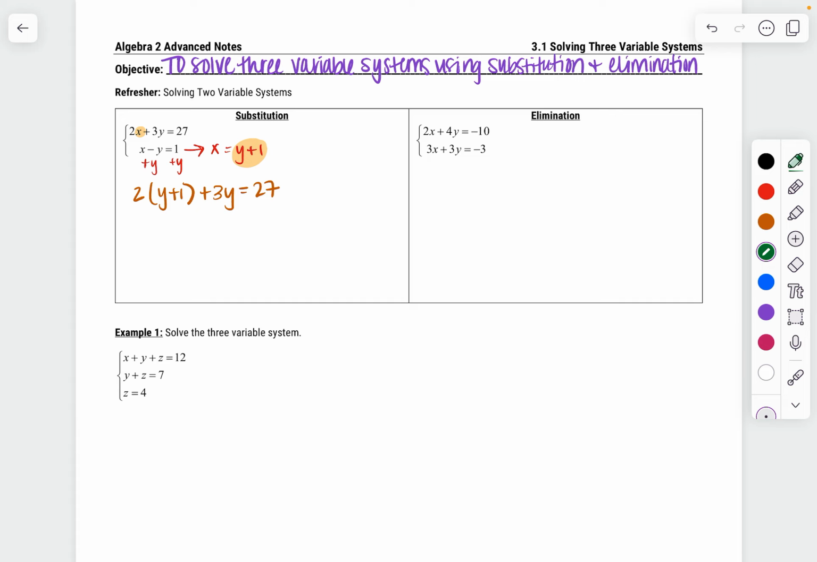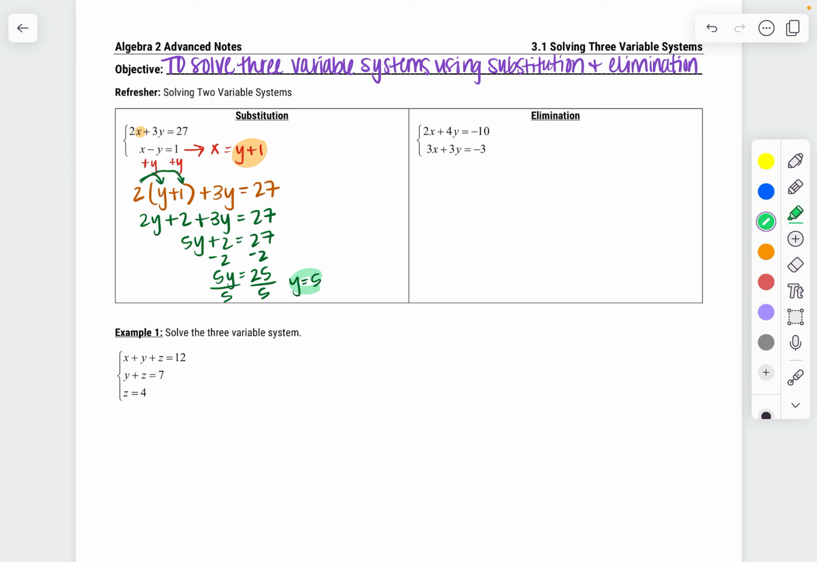So we're going to go ahead and distribute and combine like terms and try to solve for y. So I'm going to start by distributing this 2, and I'm going to have 2y plus 2 plus 3y is equal to 27. And that's going to give me 5y plus 2 is equal to 27. If I subtract 2 from both sides, I'm going to get 5y is equal to 25. And if I divide by 5, I'm going to get y is equal to 5. Now, that is one part of my solution.